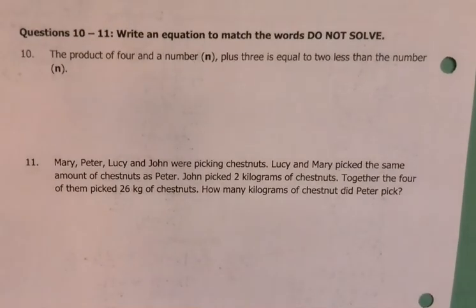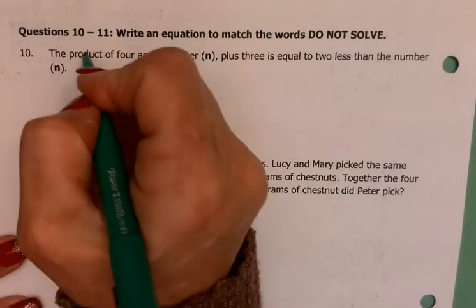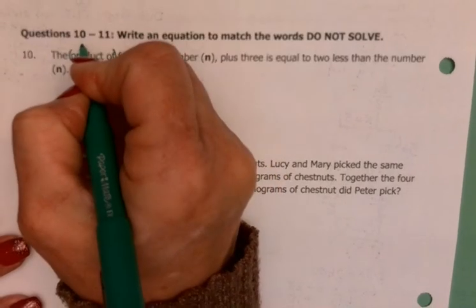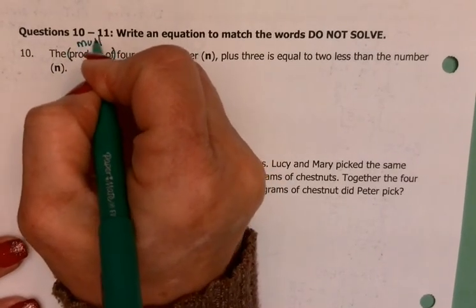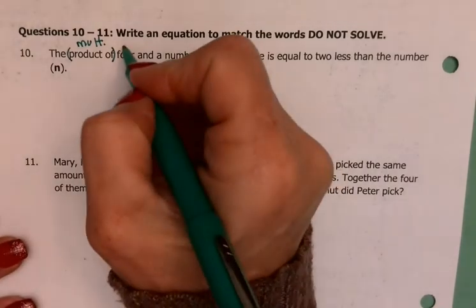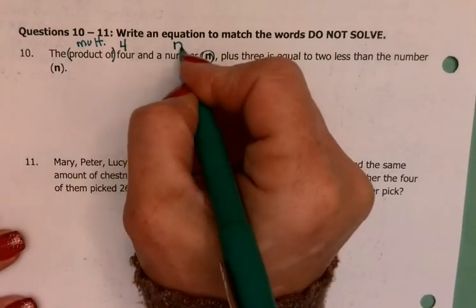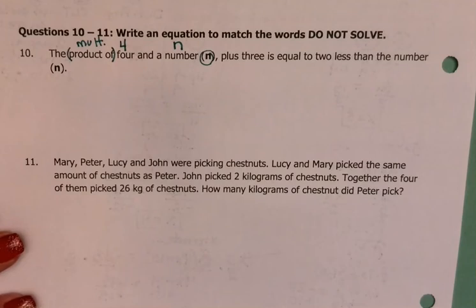Final two problems. These are our application problems where they want you to write an equation that matches the words, but you do not need to solve them. So for number 10, you're looking for your key words. The product of, well, product of means the answer to a multiplication problem. So I know I'm going to have some kind of a multiplication problem. I have the number 4 and a number n. It wants us to use the n. If it tells you the variable, you have to use the variable.